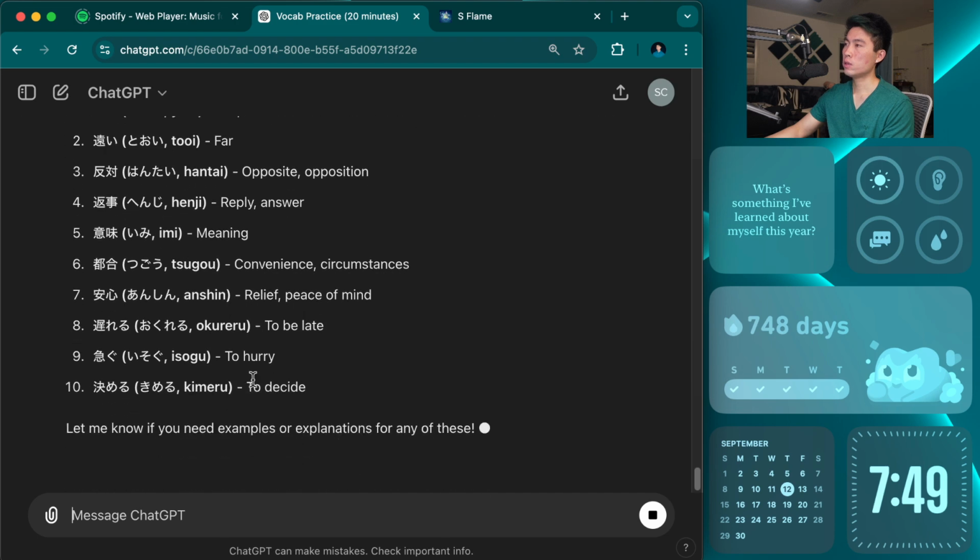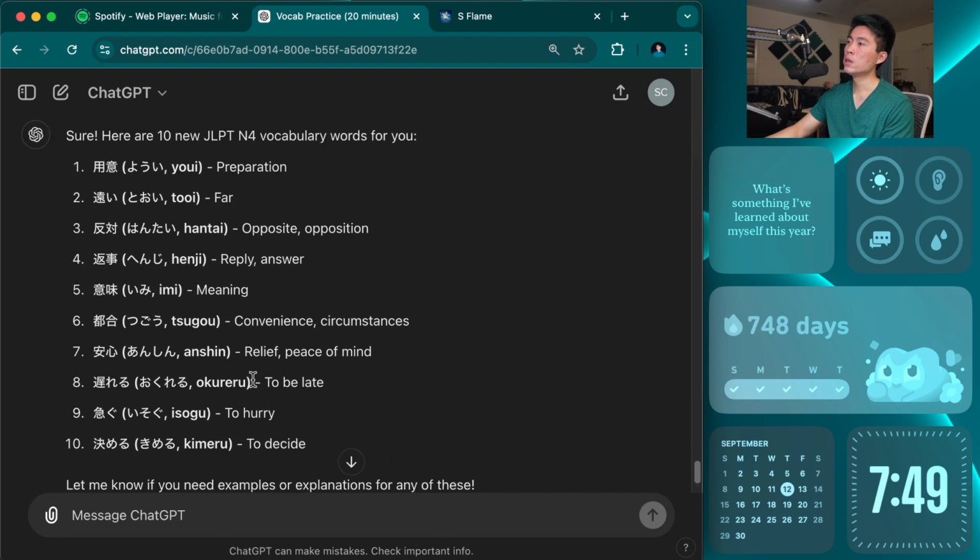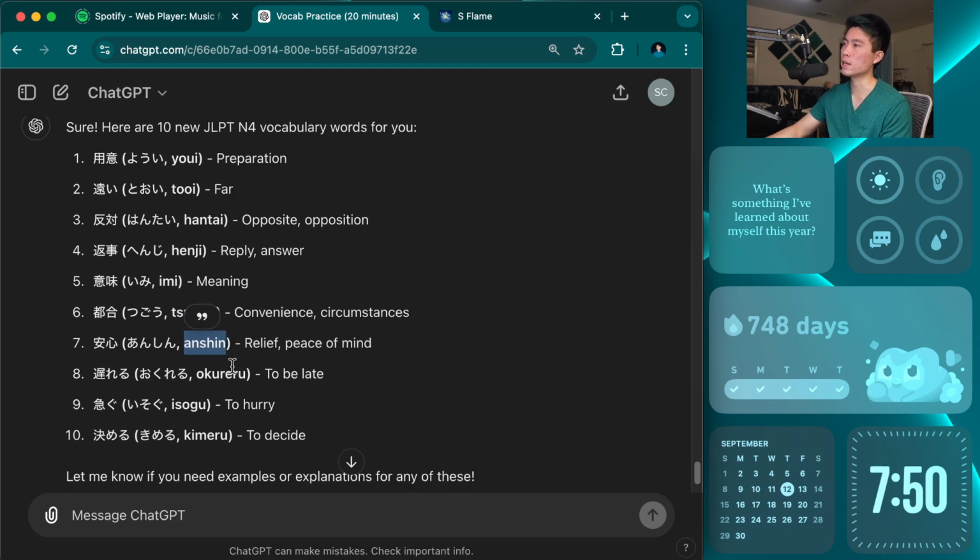All right. What do we know? What don't we know? We know isogu, we know kimeru, we know okureru, we know anchin. I always forget tsugo, but I've heard it before. Imi, we know henji, we know hantai, we know toi, yoi. I don't know yoi, and we don't know tsugo very well. And then anchin, really, I kind of just know it as anchin shita, as in like, oh, I'm relieved.